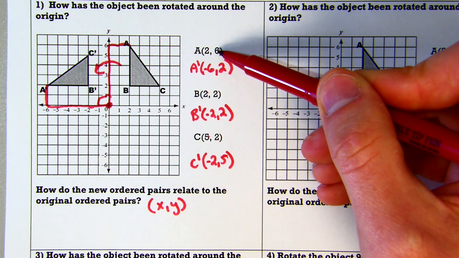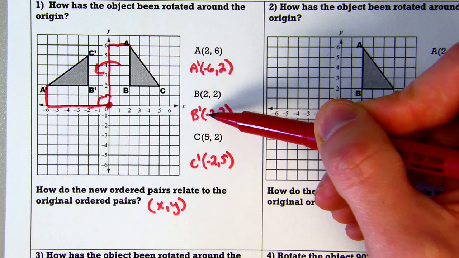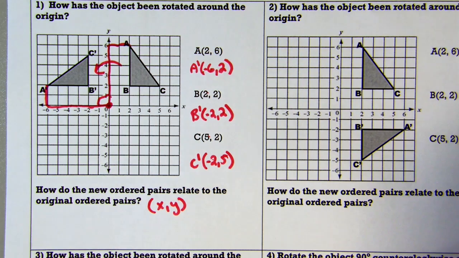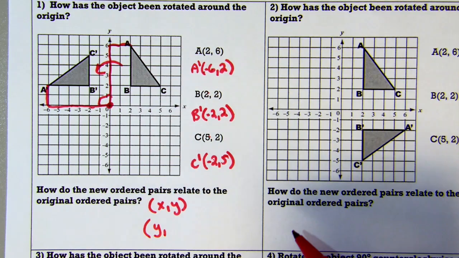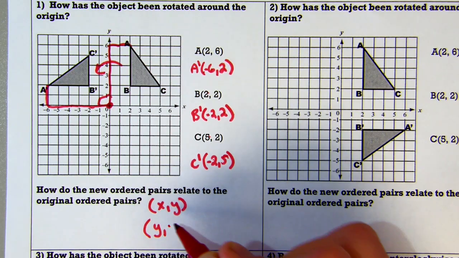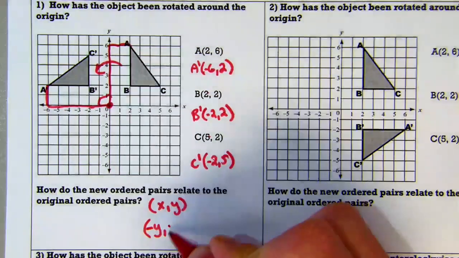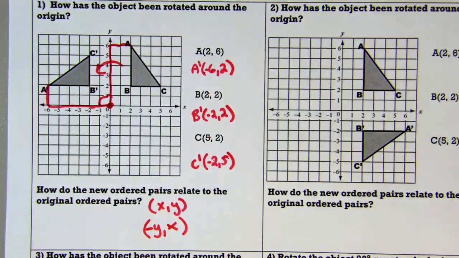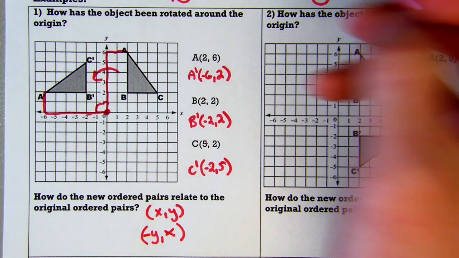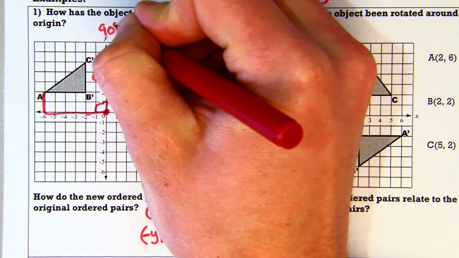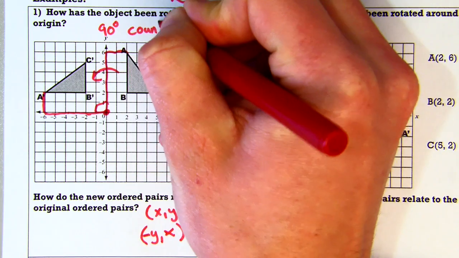Now look at our y. It's going to turn to our x, but it's going to be negative. 6 goes to -6. 2 goes to -2. 2 goes to -2. So our new ordered pair, our y is coming over here and turning negative, and then our x is staying the same. So our new ordered pair is (-y, x) for an object that has been rotated, we could say, 90 degrees counterclockwise.